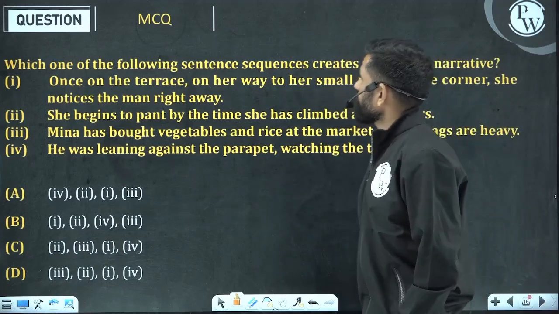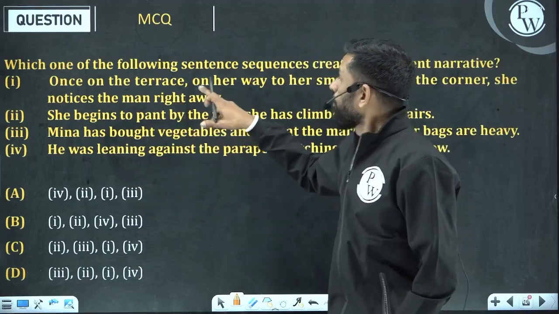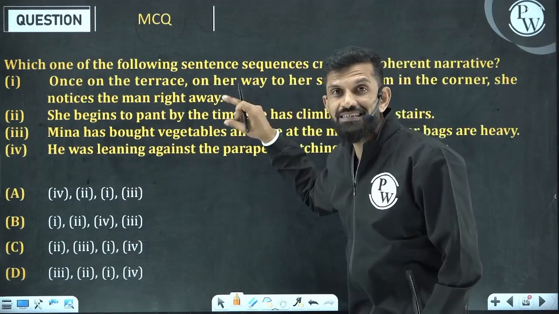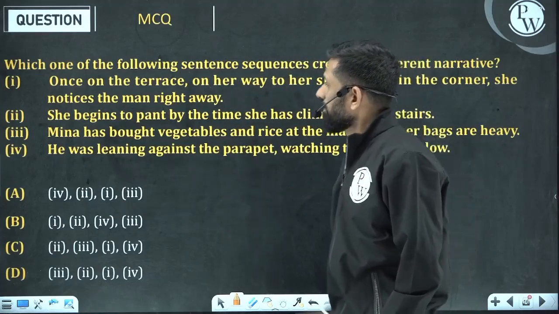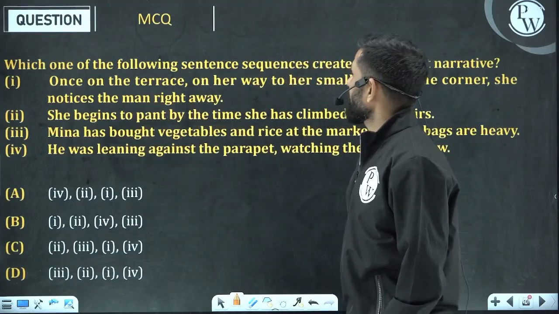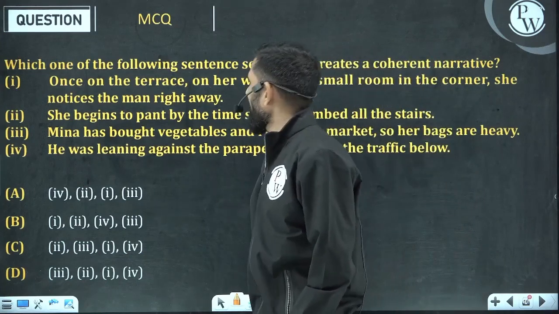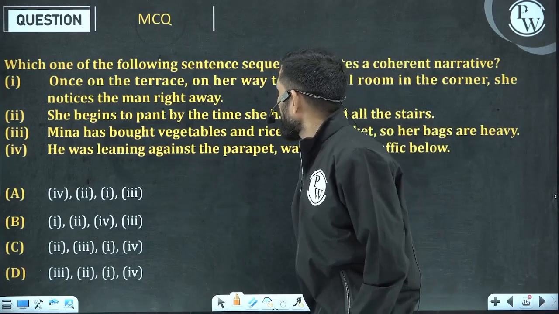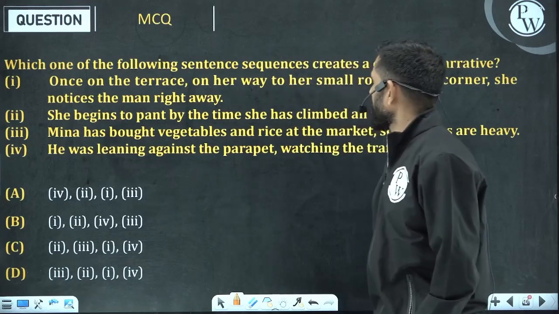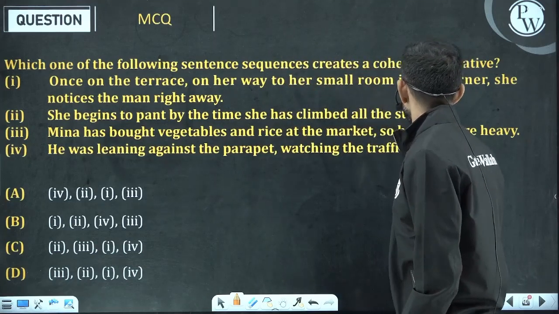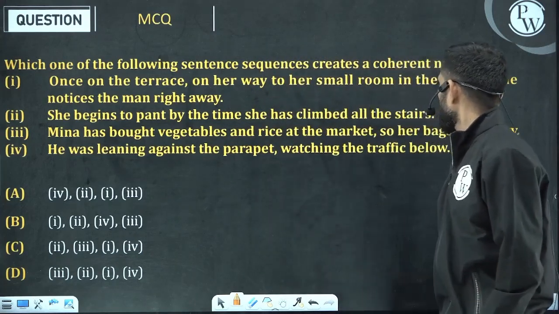Moving to the next question. Here they have given: which one of the following sentence sequences creates a coherent narrative. Again, the same arrangement. You have to arrange these sentences properly to get a coherent narrative, meaning a meaningful paragraph. They are given in a jumbled way. Once on a terrace, on her way to her small room in the corner, she notices the man right away. She begins to pant by the time she has climbed all the stairs. Meena has bought vegetables and rice at the market, so her bags are heavy. He was leaning against the parapet watching the traffic below.